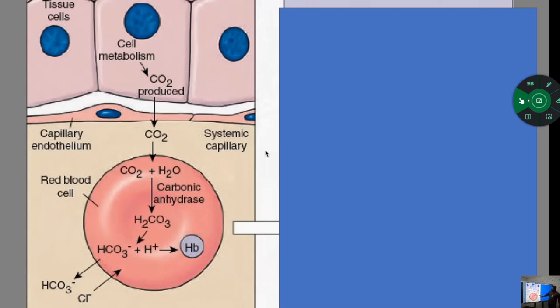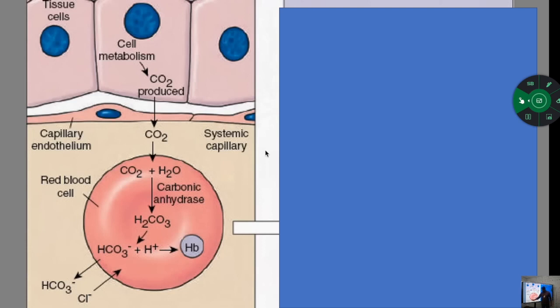Now, this diagram on the left side shows the activity at the cellular level. After cellular metabolism, carbon dioxide is produced at the cell level, and this carbon dioxide produced in the cells and tissues will diffuse through the capillary endothelium and enter the RBC. Inside the RBC, you can see the carbon dioxide and water combining to form carbonic acid in the presence of carbonic anhydrase. This carbonic acid will split into bicarbonate and H+.